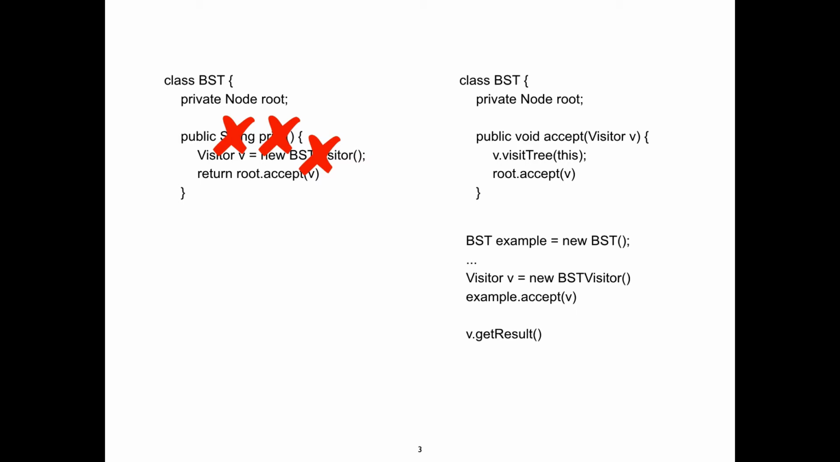Now, what some people did is they had a get root method and return the root of the tree, so that outside the tree, I could then pass in the visitor, right? But now you're exposing the internal structure of your tree, right?